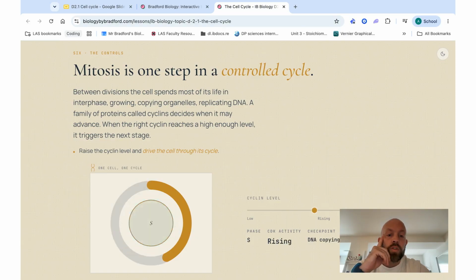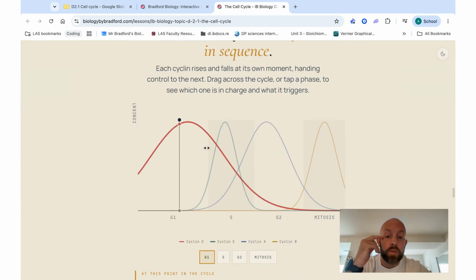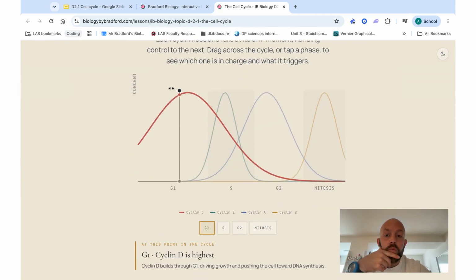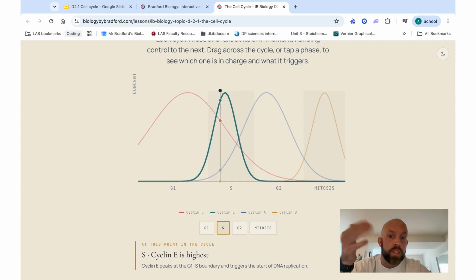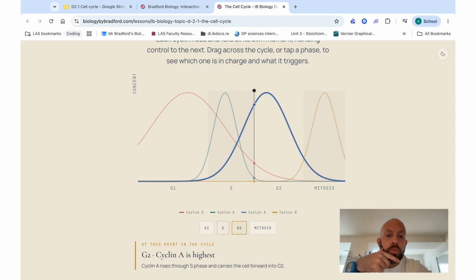Now, we've got different cyclins. And that's dependent on which part of the cell cycle we're in. So in G1, we've got cyclin D. And then the one that peaks in S phase, obviously triggering DNA replication, is cyclin E. And what the IB want you to remember here is that the cell cycle progresses due to peaking of cyclins.